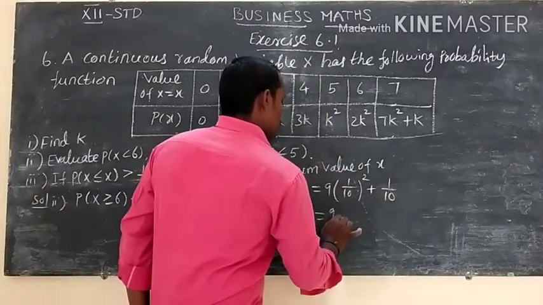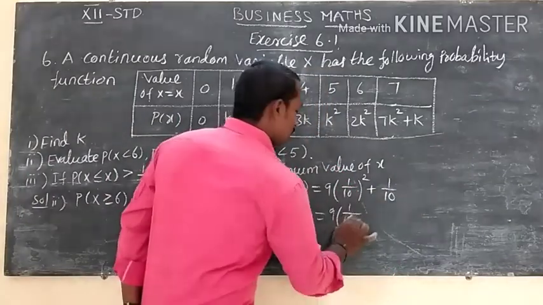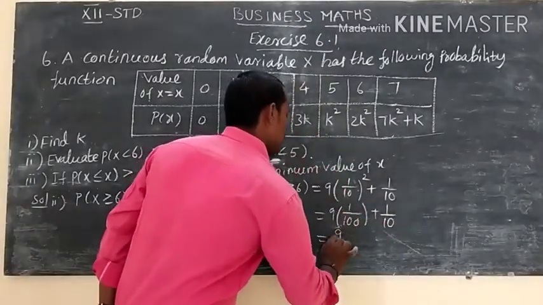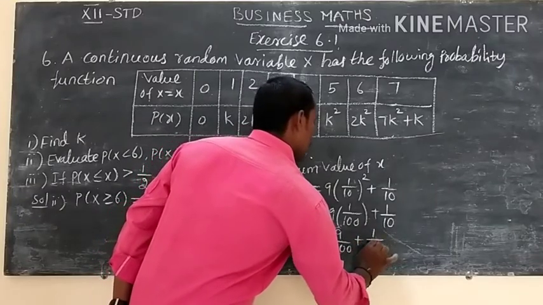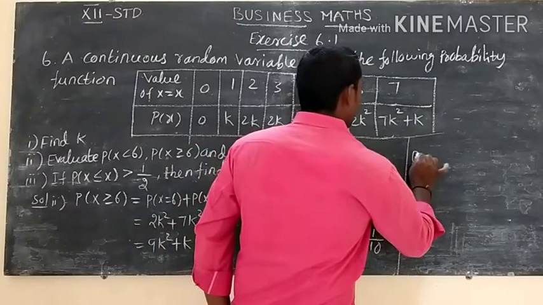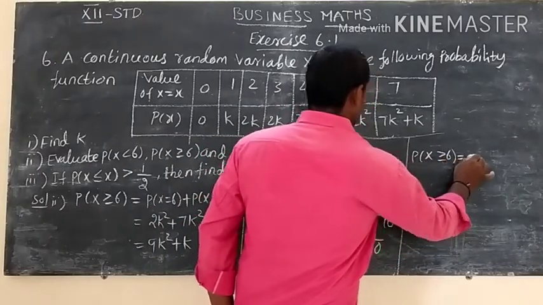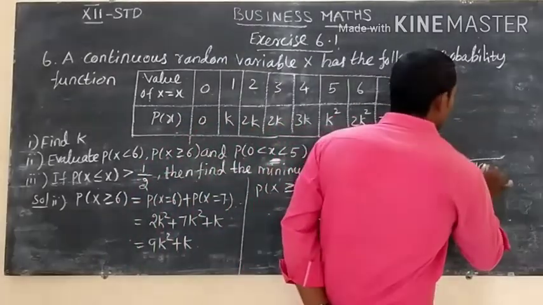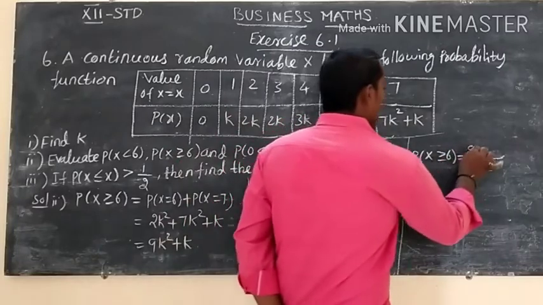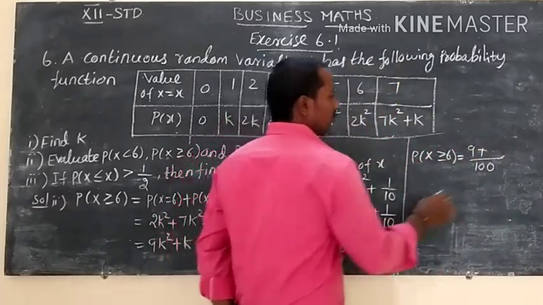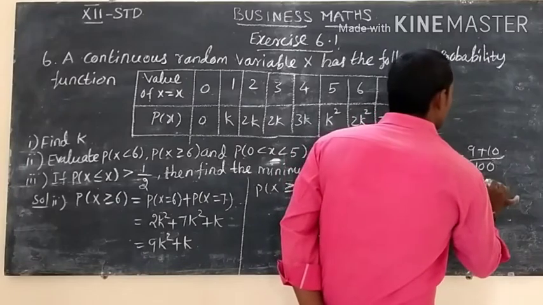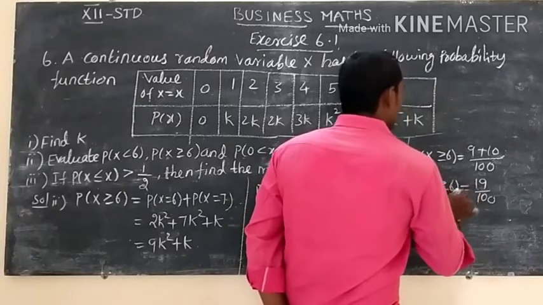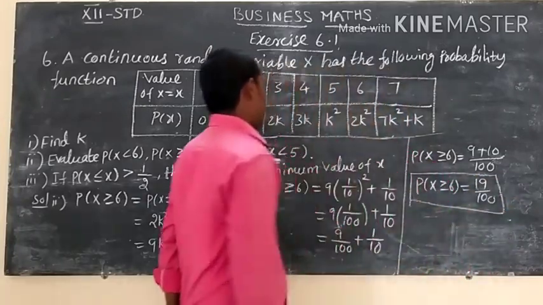So it is equal to 9 into 1 square is 1, 10 square is 100, plus 1 by 10. This is equal to 1 9s are 9, 9 by 100 plus 1 by 10. The P of x greater than or equal to 6 equal to, find out the LCM. LCM of 10 and 100 is 100. And here 9 plus the 1 multiplying by 10, we get 1 tens are 10, is equal to 10 plus 9, 19 by 100. This is the answer of P of x greater than or equal to 6. Okay, understood.